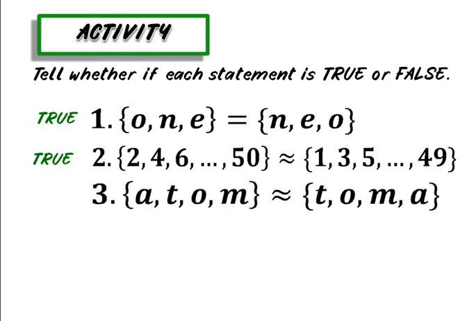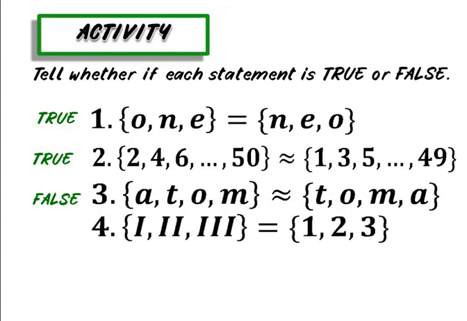How about number 3? The set containing the elements A, T, O, M is equivalent to the set containing T, O, M, A. Is this true or false? If your answer is false, very good, because the two sets are not equivalent, but they are equal, because they have exactly the same elements. So it should be equal sets.